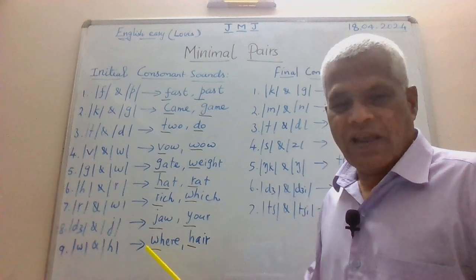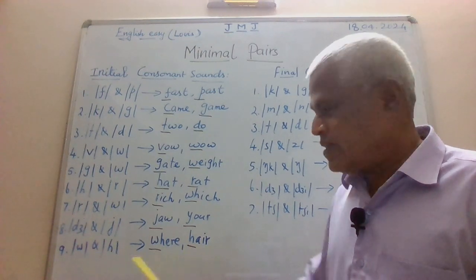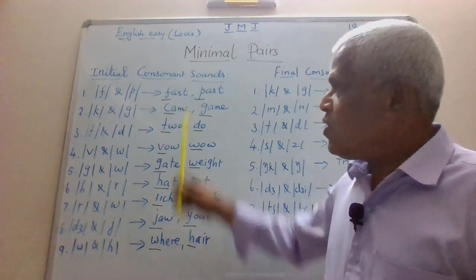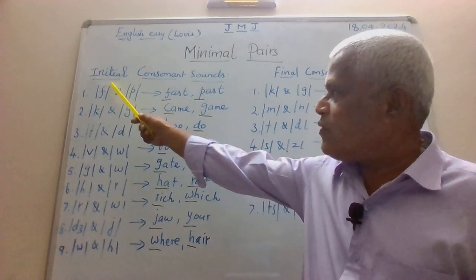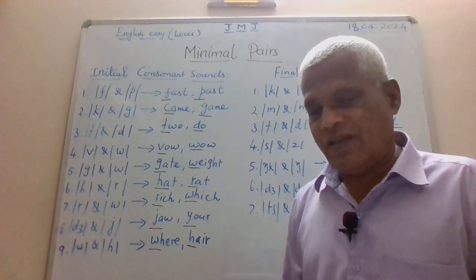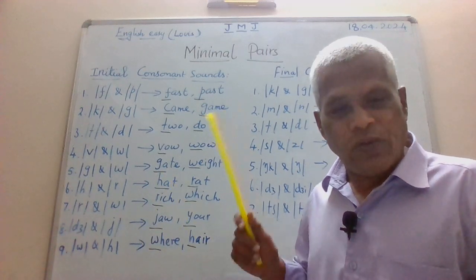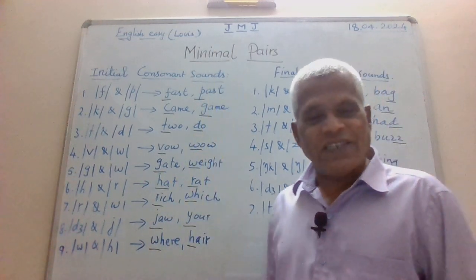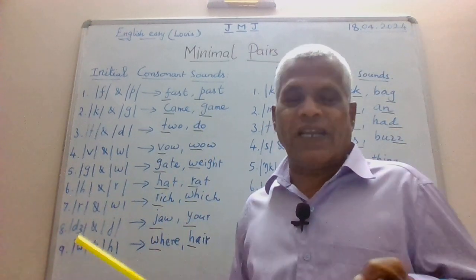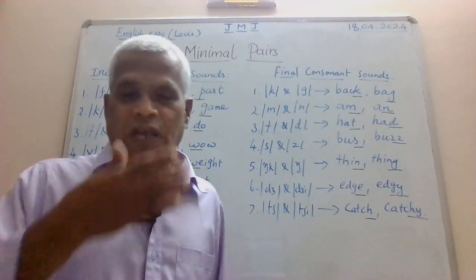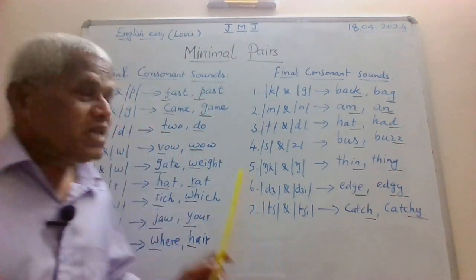See, where, okay, where, and then this is hair, H sound. So this is more or less the list of words that we have in minimal pairs as far as initial consonant sounds are concerned. Okay, dears, you understand? Very simple. So hereafter you should have no problem at all in identifying the phonetic sounds and symbols, and even in pronunciation you should be able to pronounce the words correctly and speak fluently. That's what I have been expecting from you all. Okay, that's more or less the initial consonants.